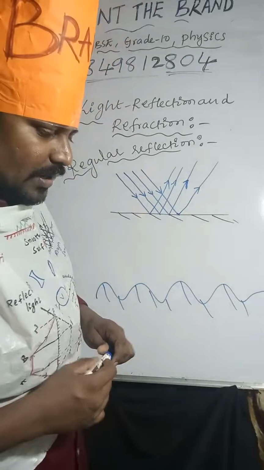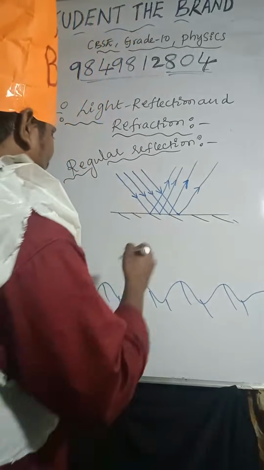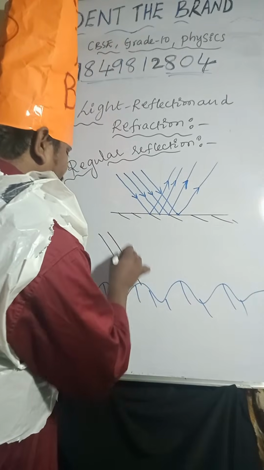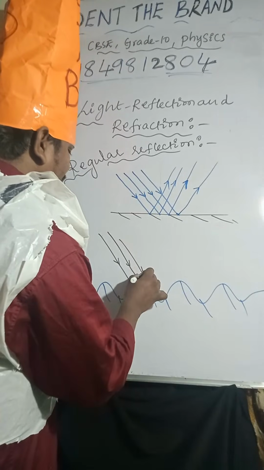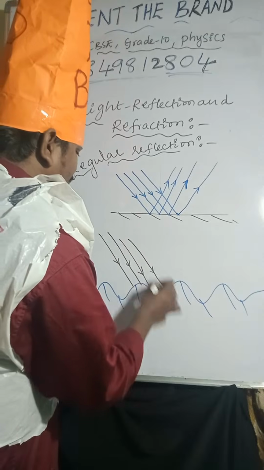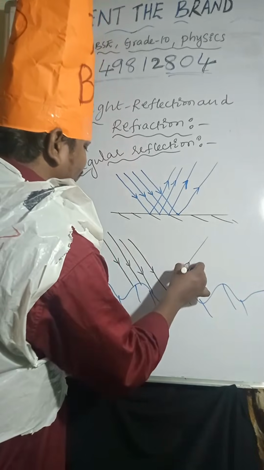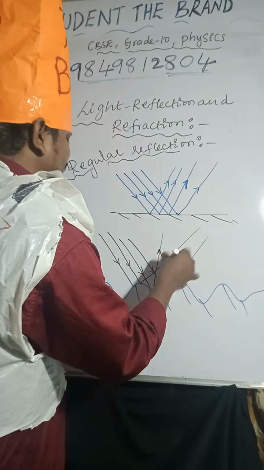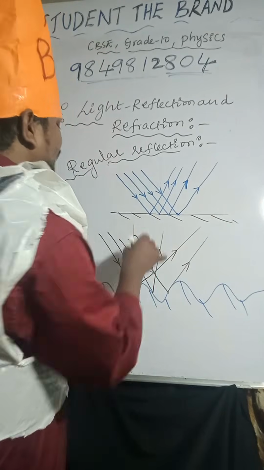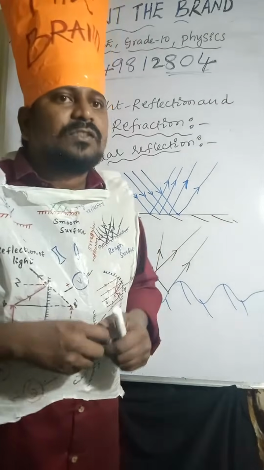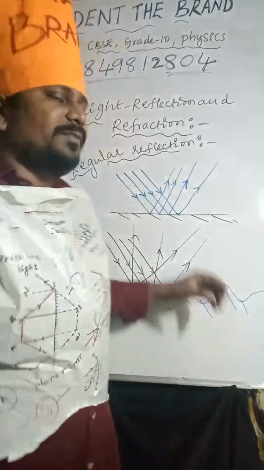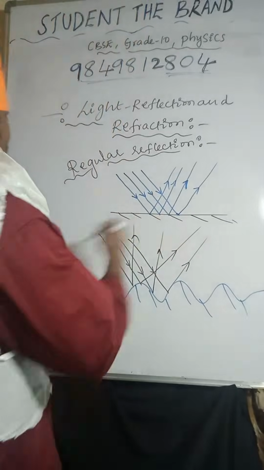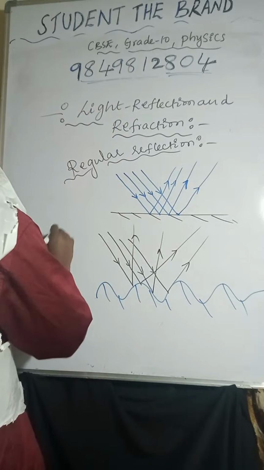Okay. So now you can observe here. These are the incident light rays, 1, 2, 3 and 4. Then these are the reflected light rays. You can observe these reflected light rays are moving in different directions. So incident light rays are parallel, but reflected light rays are not parallel to each other. So this type of reflection is called irregular reflection.